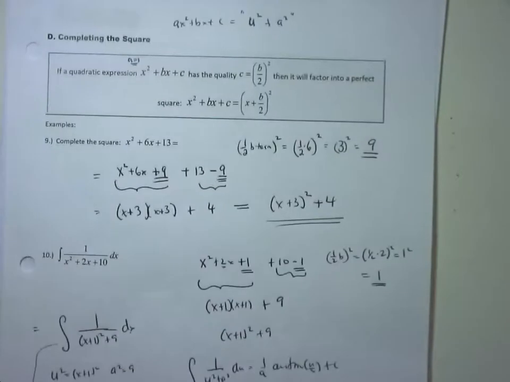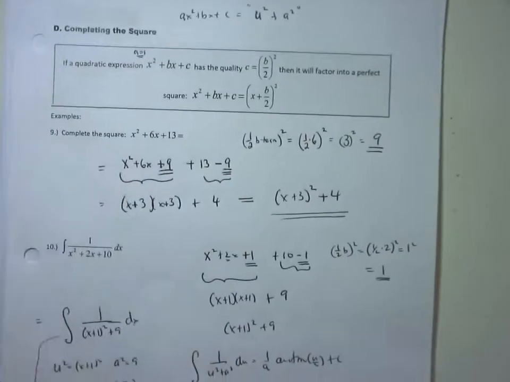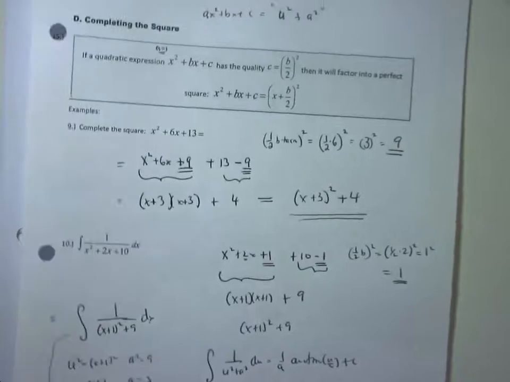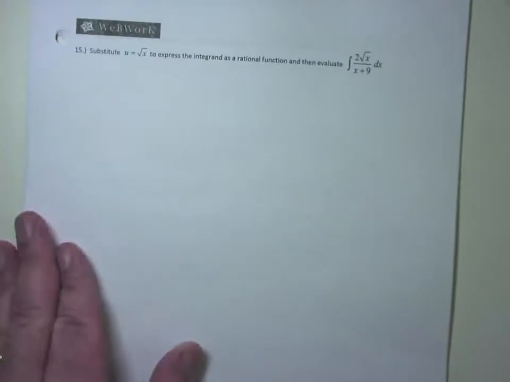All right. So, again, this is just reminding you and going a little deeper at what we did. This was the last thing we did before we stopped and had our test. So now we're in section 6.3, and we got some WebWork problems for you guys to do. So, all right, this first problem says this. Substitute u equals the square root of x to express the integrand as a rational function and then evaluate it.